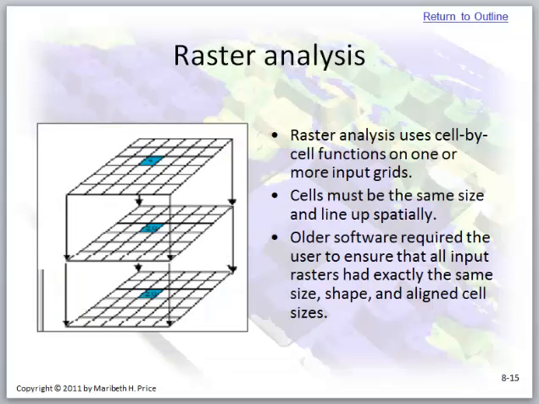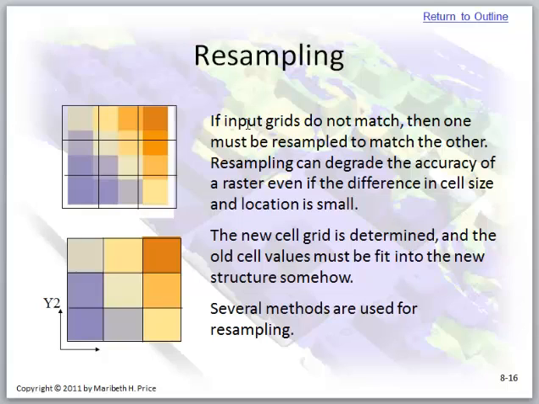In a raster analysis, we use cell-by-cell functions on one or more input grids. The cells must be the same size and line up spatially. Older software required the user to ensure that all input rasters had exactly the same size, shape, and aligned cell sizes. Resampling. If the input grids do not match, then one must be resampled to match the other.